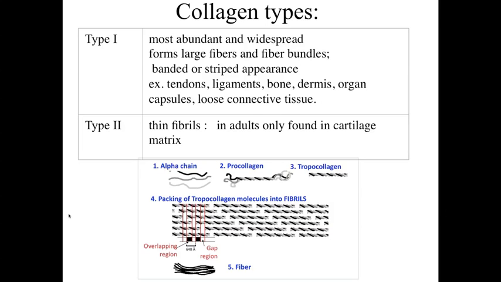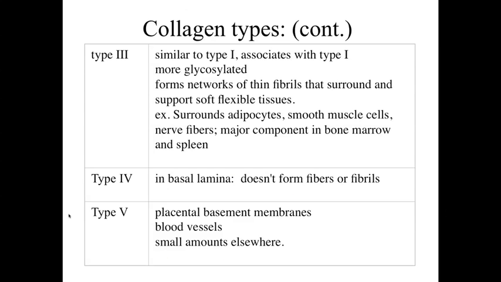Type 2 collagen. Type 1 collagen is the most abundant, we talked about that. Type 2 collagen doesn't form those heavy fibers. It only forms these very thin fibrils, so it doesn't have the kind of clunky structure that type 1 collagen has. Type 2 collagen, these thin fibrils of collagen, are only going to be found in the cartilage matrix. And we'll talk about that in one of the lectures coming up.